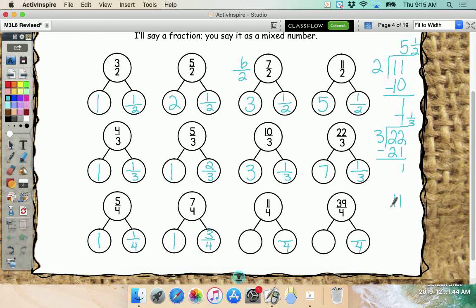Let's look at 11 divided by 4. Okay. 4 times what? 2. 2 3/4. So, Alan, did you write this down? I was talking to Alan. So 2 is my whole number, and my remainder is the numerator.